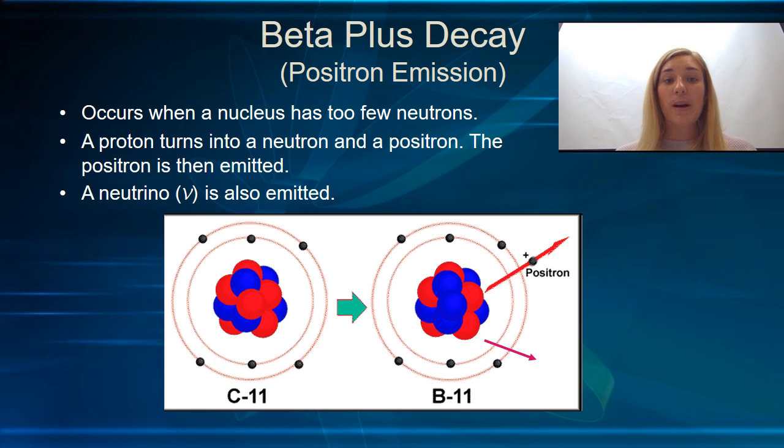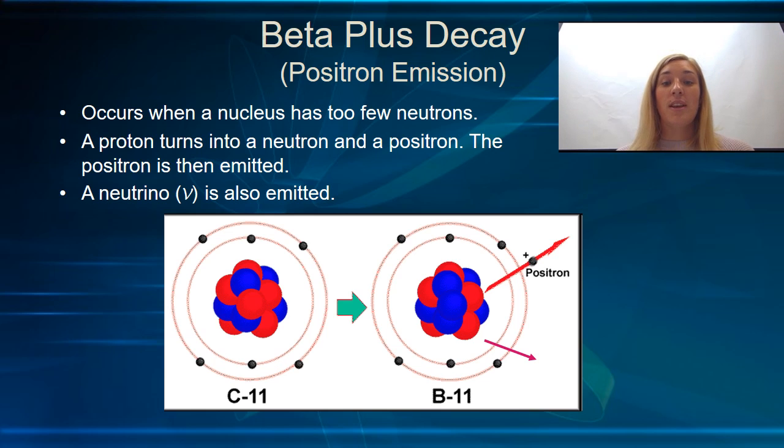Okay, so we have talked about beta minus decay, where an electron is emitted. Now we're going to talk about beta plus decay. Beta minus happened when a nucleus had too many neutrons and one turned into a proton. Beta plus decay is where it has too few neutrons and one of them is going to turn into a neutron. So a proton actually turns into a neutron and what's called a positron.